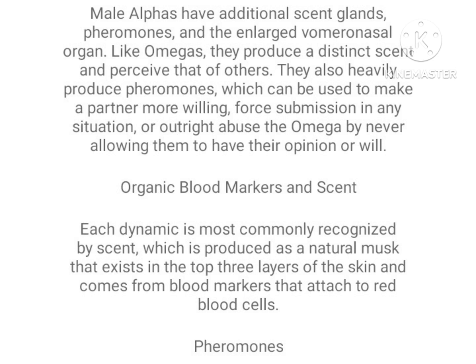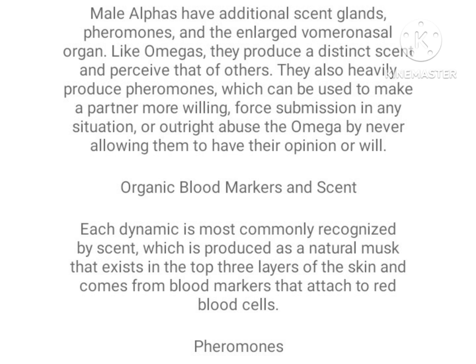Male alphas have additional scent glands, pheromones, and the enlarged vomeronasal organ. Like omegas, they produce a distinct scent and perceive that of others. They also heavily produce pheromones, which can be used to make a partner more willing, force submission in any situation, or outright abuse the omega by never allowing them to have their opinion or will.